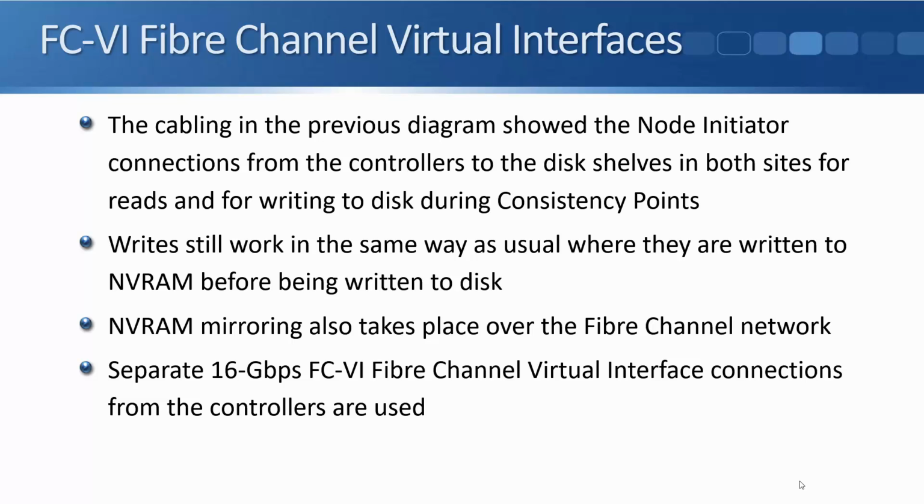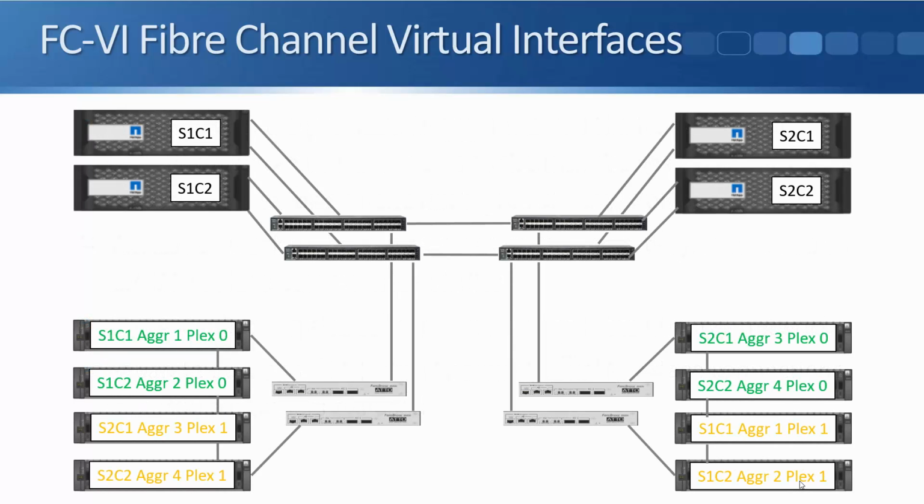The cabling in the previous diagram showed the node initiator connections from the controllers to the disk shelves in both sites for reads and for writing to disk during consistency points. Writes still work in the same way as usual though, where they're written to NVRAM before being written to disk. NVRAM mirroring also takes place over the fiber channel network between both sites. Separate 16 gigabit per second fiber channel virtual interface FCVI connections from the controllers are used, and these get connected into the fiber channel switches again.